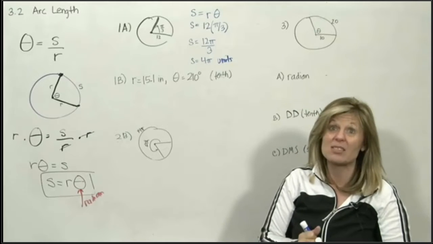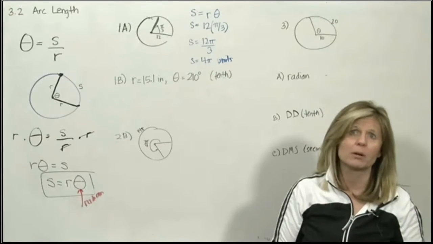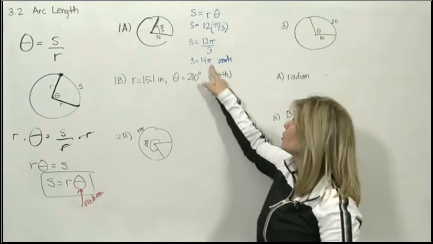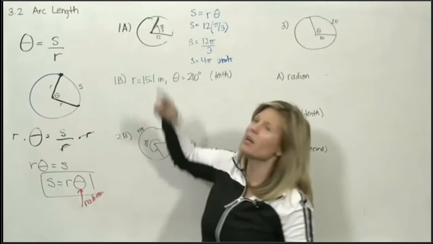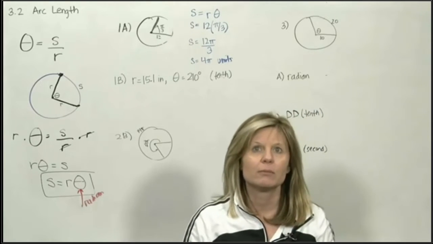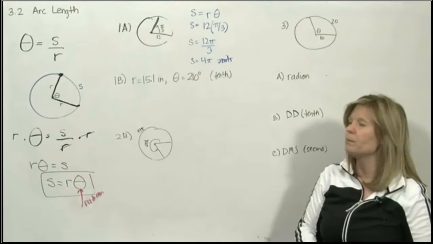Hey, Miss Black, that means nothing to me. Guys, approximate. Pi is roughly what number? It's the whole number 3. 4 times 3 is roughly what? 12. The length of this arc from here to here is roughly 12 units. That's what you're finding. All right, let's go to example 1B.